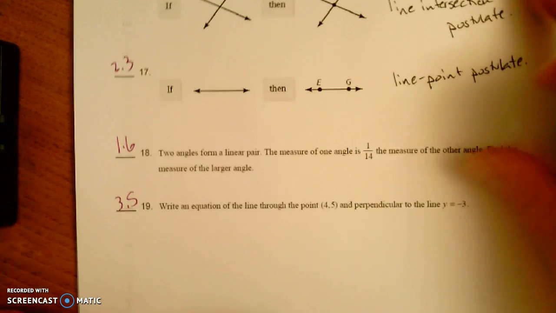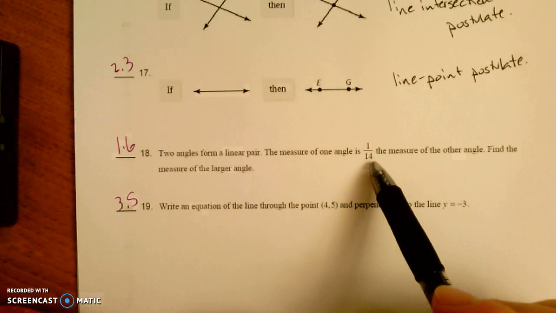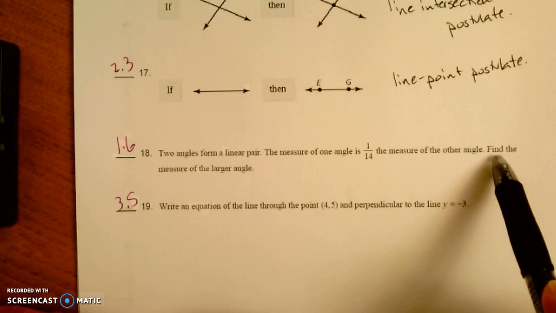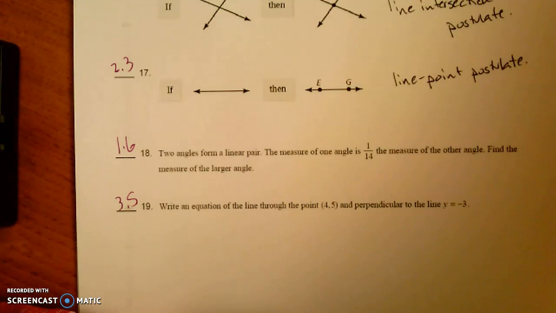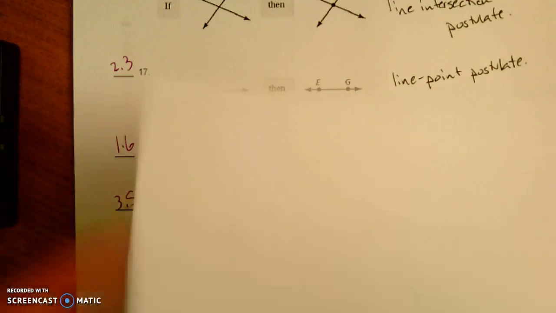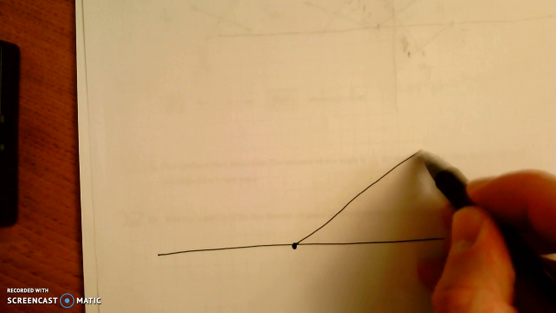All right. Two angles form a linear pair. The measure of one angle is 1/14 the measure of the other angle. Find the measure of the larger angle. I'm going to get out a piece of paper and draw a sketch of this. So if two angles form a linear pair, they make a straight line. One of them is 1/14 the size of the other, so one of them is going to be a lot bigger than the other one. So I kind of draw them like that.